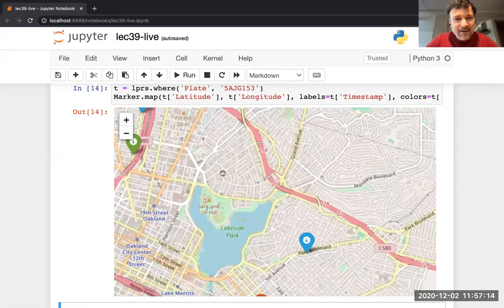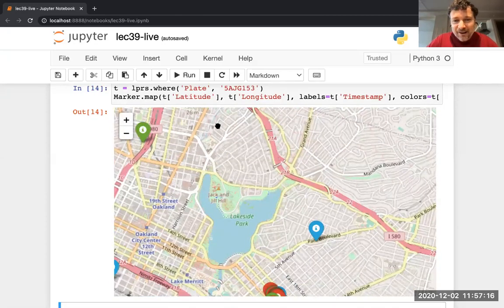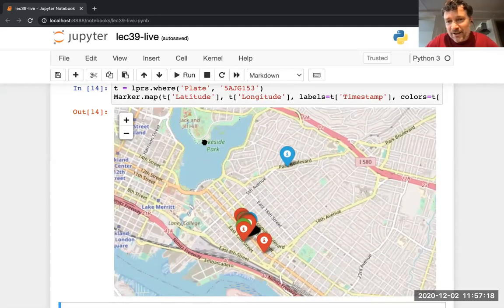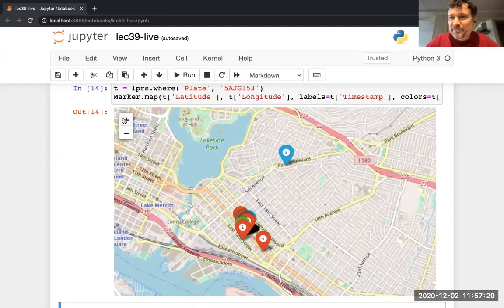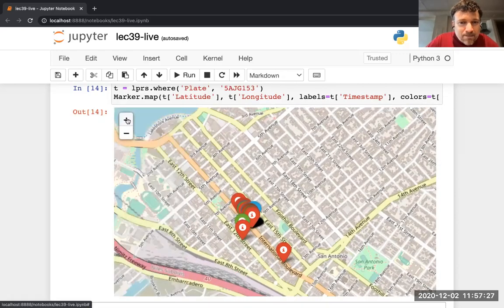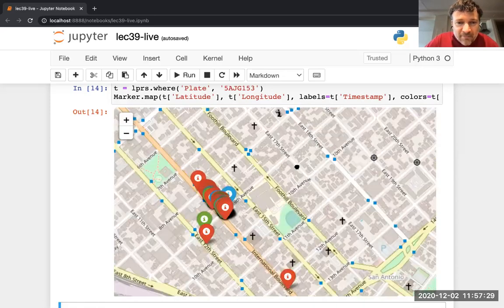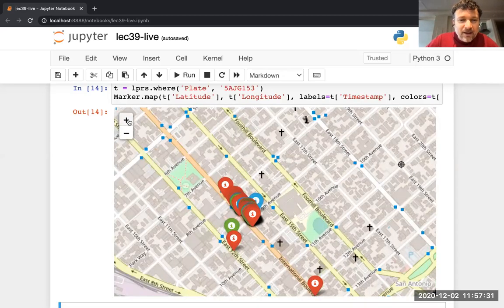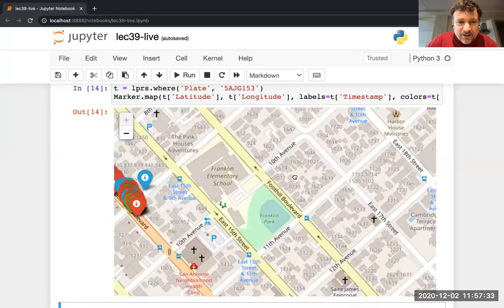I mean, are they like an Uber driver? Are they like a taxi driver? They're all around. Are they doing delivery for restaurants? And then I thought I would zoom in on this area down here. And wow, their car's been seen a lot. Does anyone have any explanations for what you think this represents?